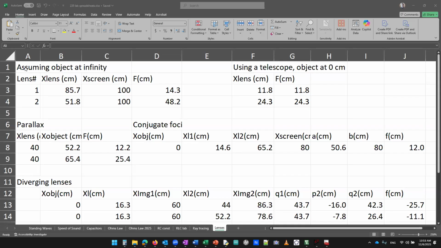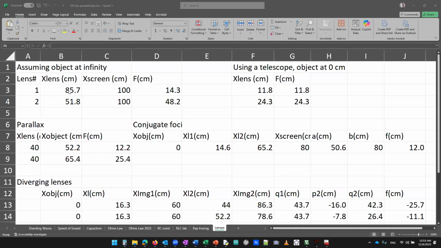First, for converging lenses, we can use parallel rays. This is where we have the light source at one end as far as possible, and then we have the screen at 100 centimeters. Here, with two lenses, the screen is at 100 because we need to read the position between the screen and the lens. So the screen has to be at a readable position instead of being pushed all the way to the right. And when we see a clear, very small image on the screen, we measured some distance.